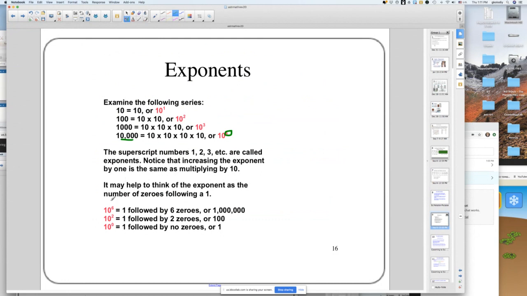And if you were to write these numbers, you would write 10 to the 6 as 1 followed by 6 zeros. 1 followed by 2 zeros. You can see it over here. Six zeros up here, 2 zeros here, and 1 followed by no zeros. Here it is. 1 followed by no zeros.